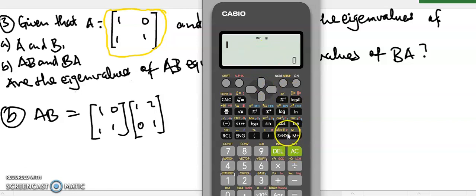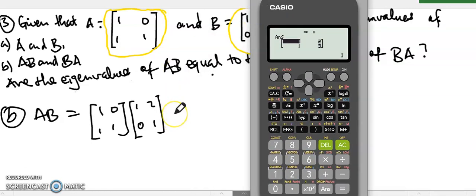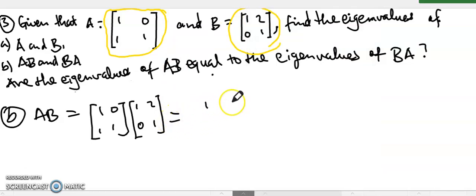So now let us multiply the two matrices. Go back to shift, take option 4, matrix A. Matrix A is 3. Multiply this by, go back, shift 4, matrix B is 4. So matrix A multiplied by matrix B will give you a new matrix. When we multiply these two matrices, we will simply get 1 2 1 3. So this is our new matrix.